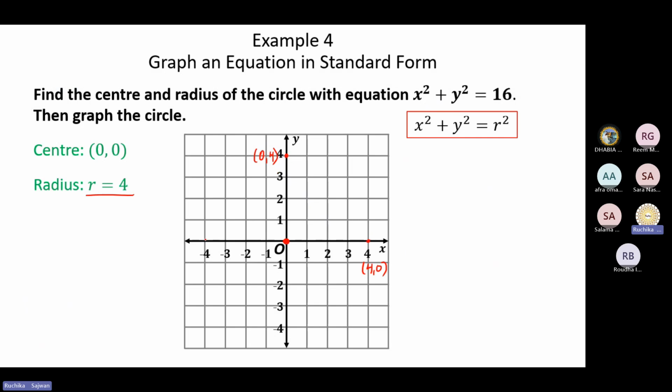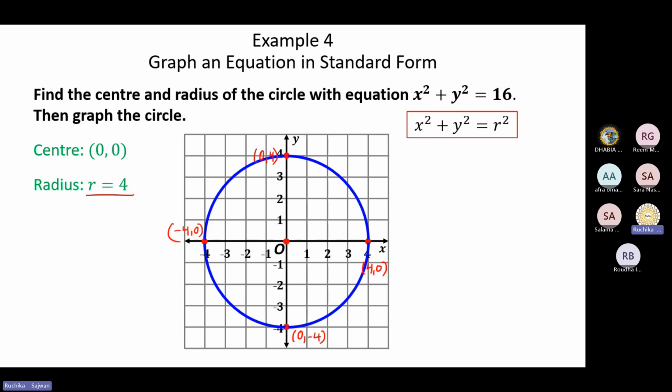And what about the negative side? Can I say it will meet the negative x also at this point, negative 4, 0? And similarly, negative y at 0, minus 4. So the circle of this equation, x square plus y square equal to 16, will pass through all of these 4 points, as you can see. So now we will join the circle. This is the graph of the circle, x square plus y square equal to 16.